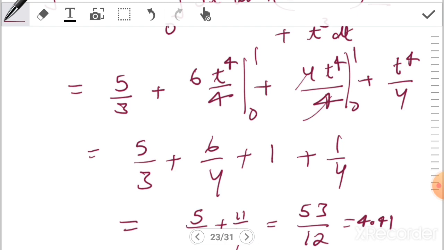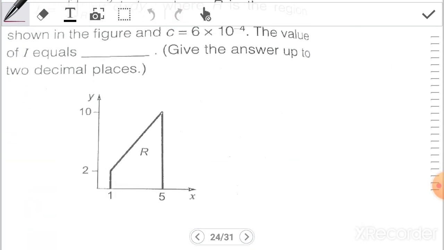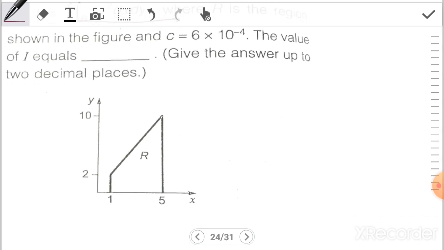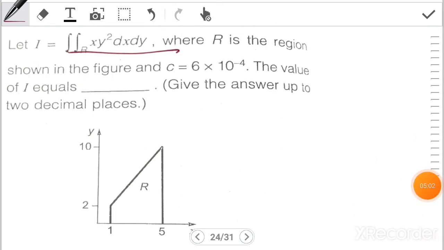Next is let I is equal to the integral, where R is the region shown in the figure and C is equal to 6 into 10 raised to power minus 4, the value of I equals. So this is again a problem on double integral. So here let us consider a vertical strip.